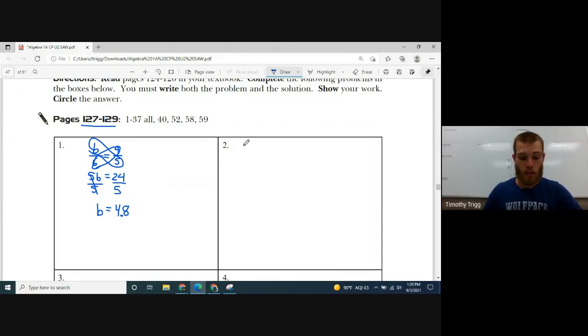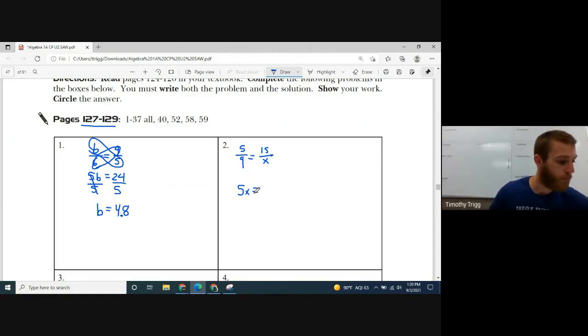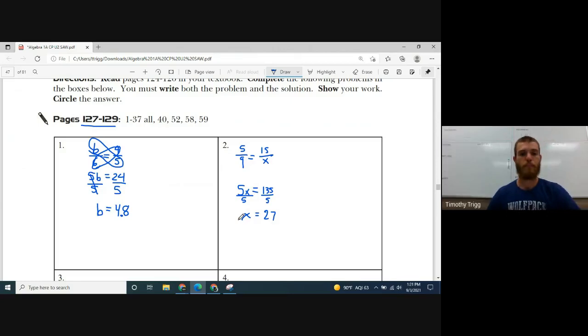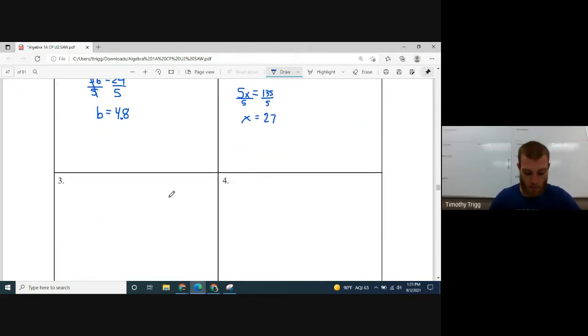Let's try another example. Question 2 says 5 over 9 equals 15 over x. Okay, so let's cross multiply. 5 times x is 5x, and then 9 times 15 is 135. What would be my next step here? You would divide by 5 on both sides of the equation. That gives you that x equals 27. Please just copy everything I'm doing so far, and it'll make sense as we continue to go through.